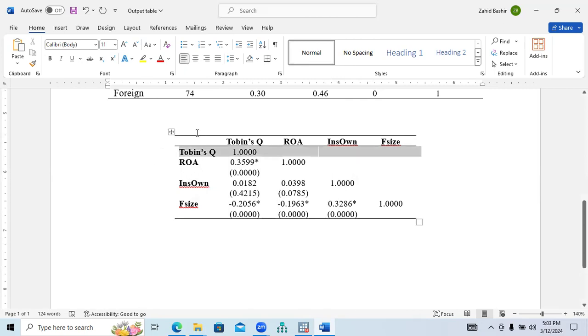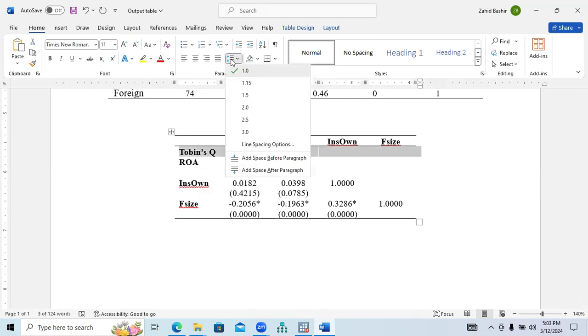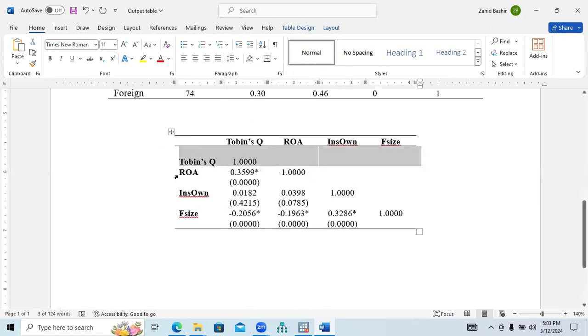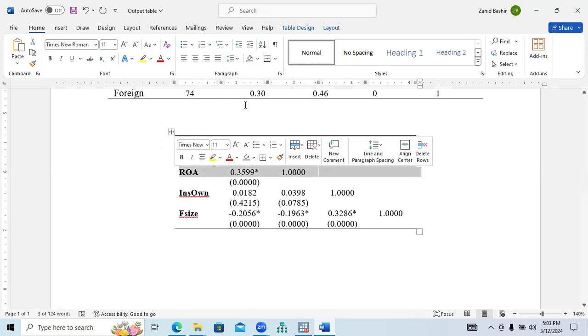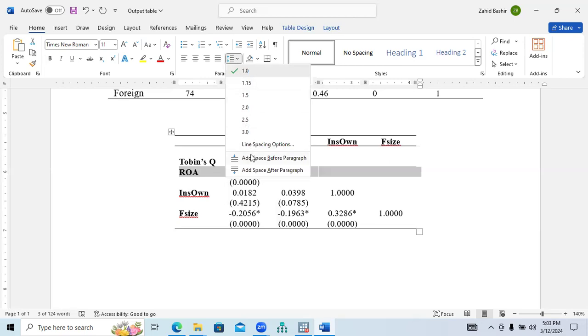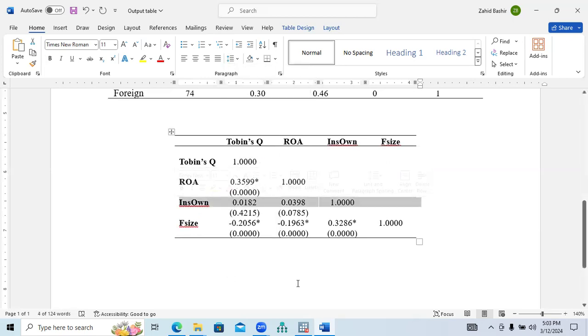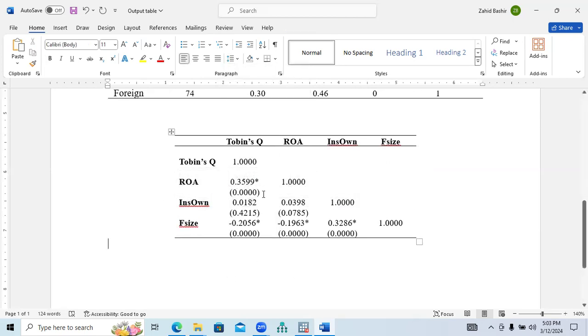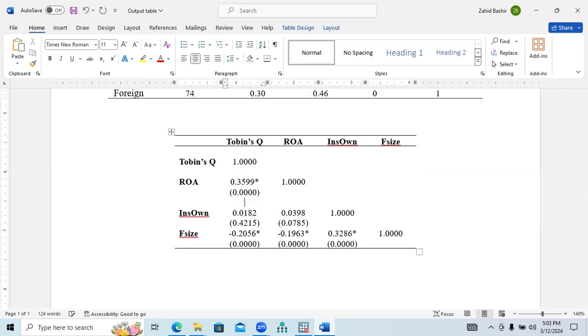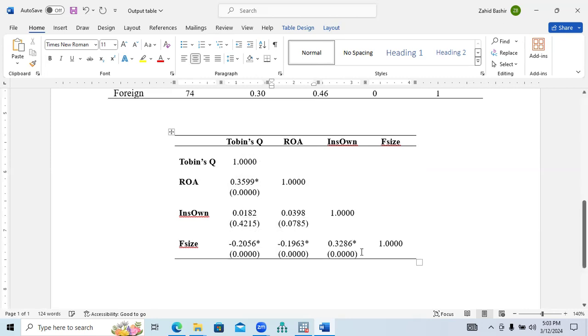You can make it even better using it like this. You can create a space in order to make your table more readable, like this. All right. Now this is ready to interpret.